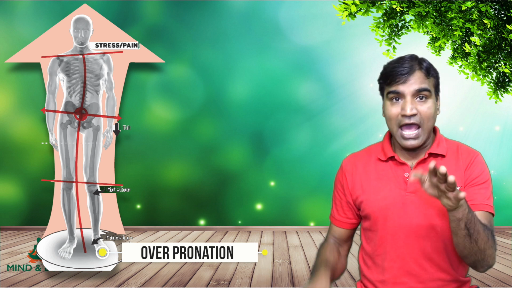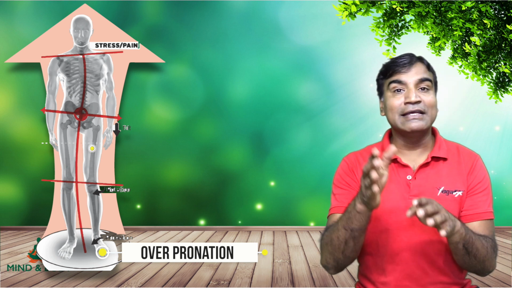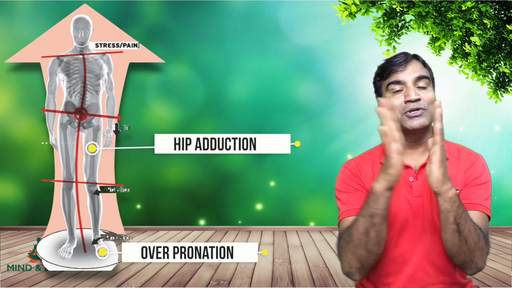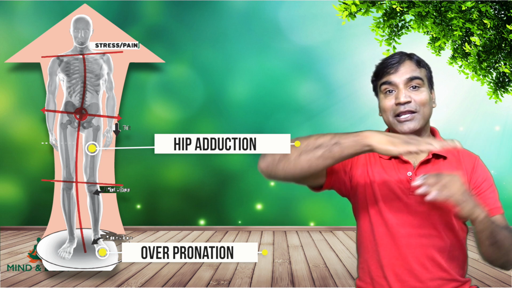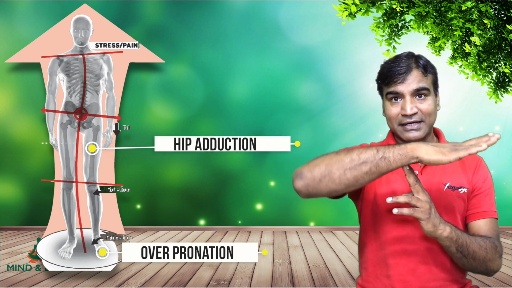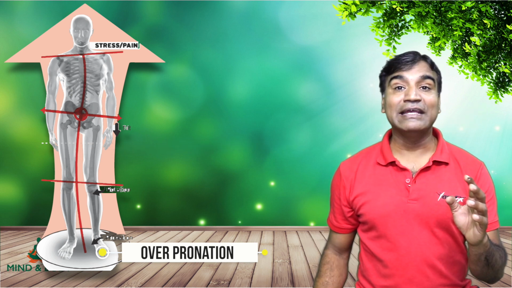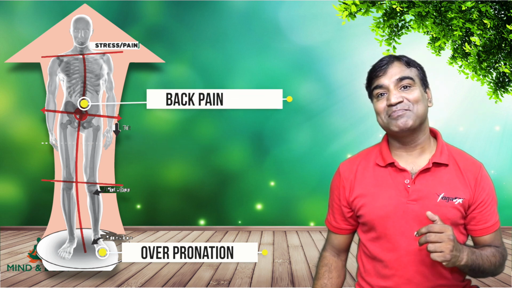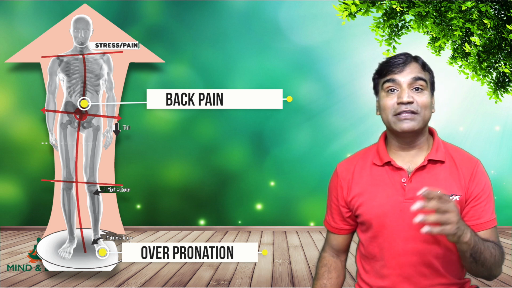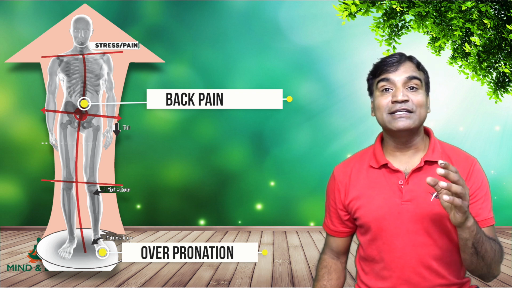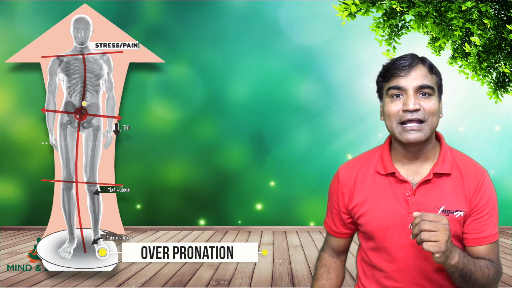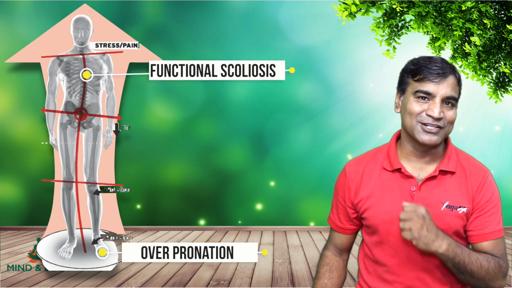And the next is, as the knee goes in, there is a hip adduction. That means the hip, the femur, goes in toward the midline, and automatically your hip tilts. So what's happening? If my hip tilts, automatically there is back pain. It's very normal to have back pain, friends, and in that case, whenever there is a pelvic tilt, there is a chance of thoracic and lumbar scoliosis. That is also known as functional scoliosis.